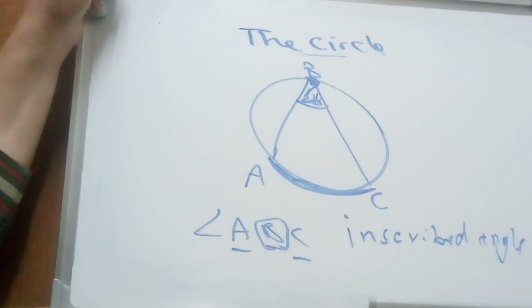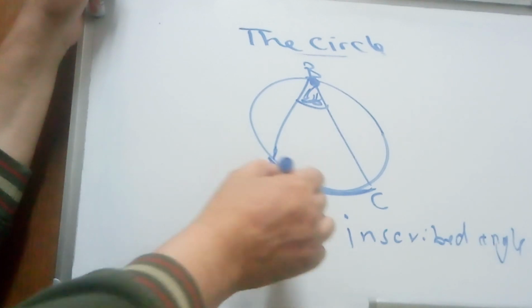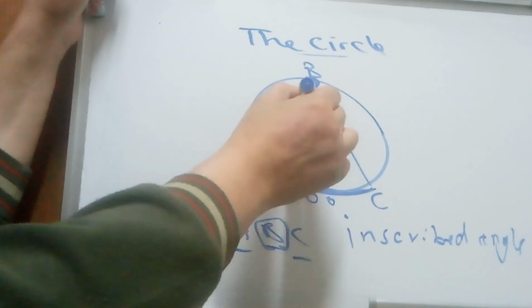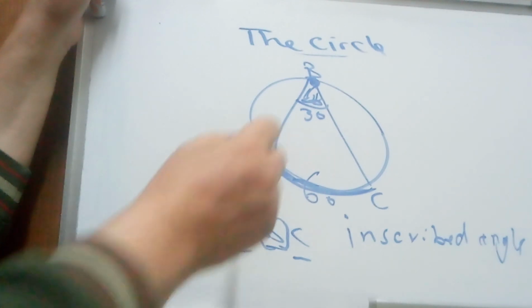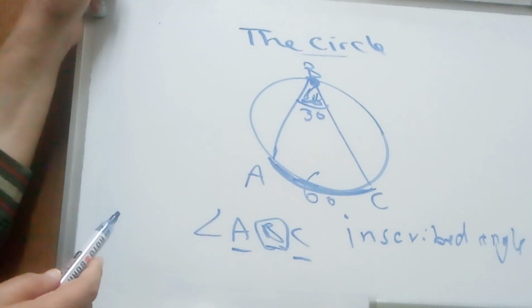What is the relation between the inscribed angle and its subtended arc? It is equal to half the measure of the arc. If this is 60, then this measure is 30. Then the subtended arc is equal to double the measure of the inscribed angle.